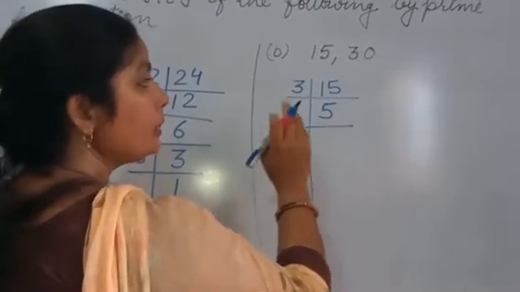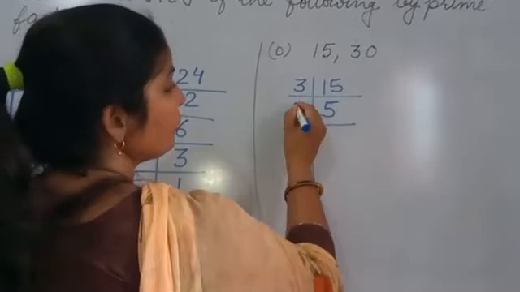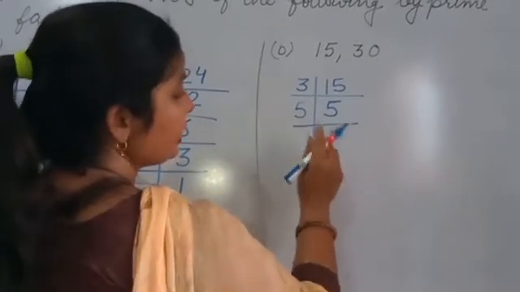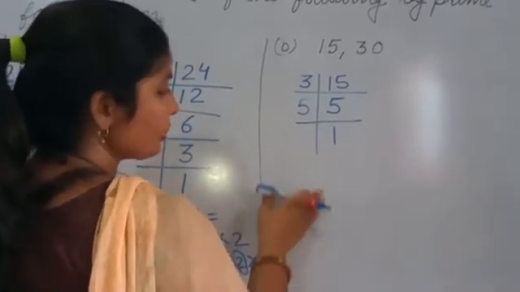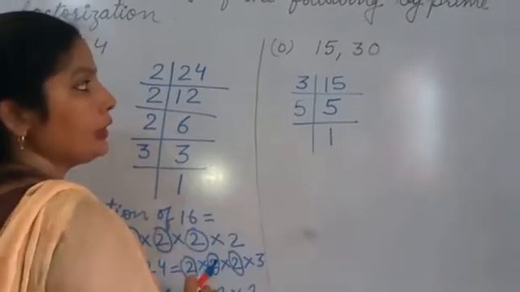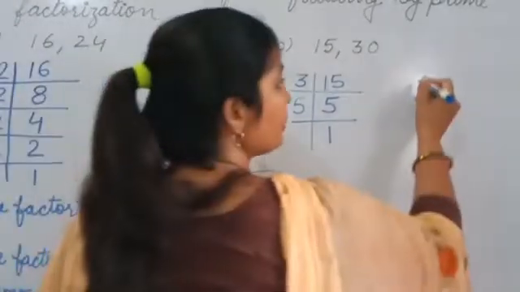Now 5 comes in 5 table only. So 5 1s are 5. Finish. We get here 1. So no need to make so big a line. It is finished. Now we find prime factors of 30.